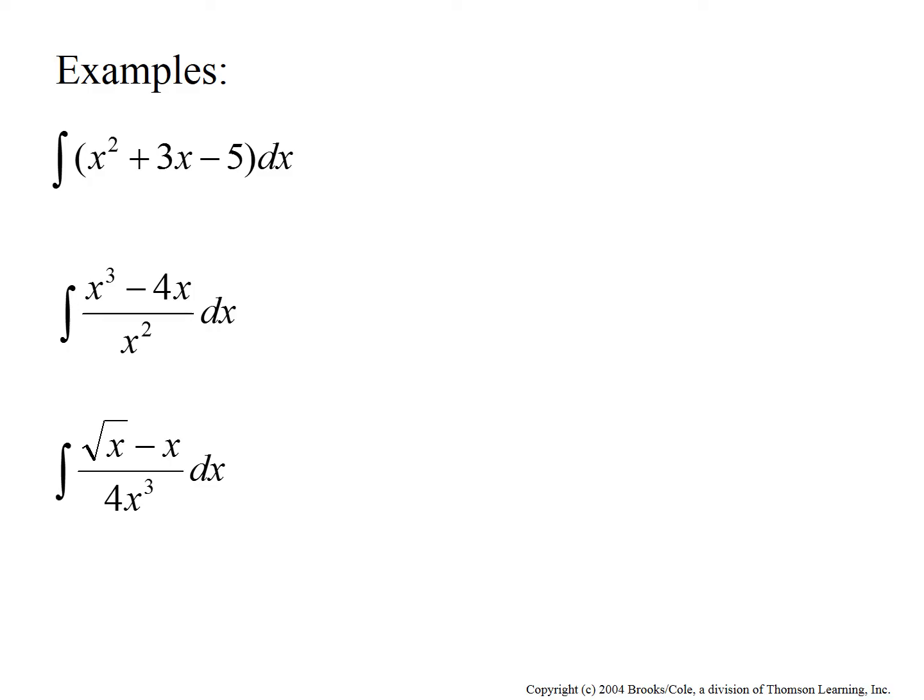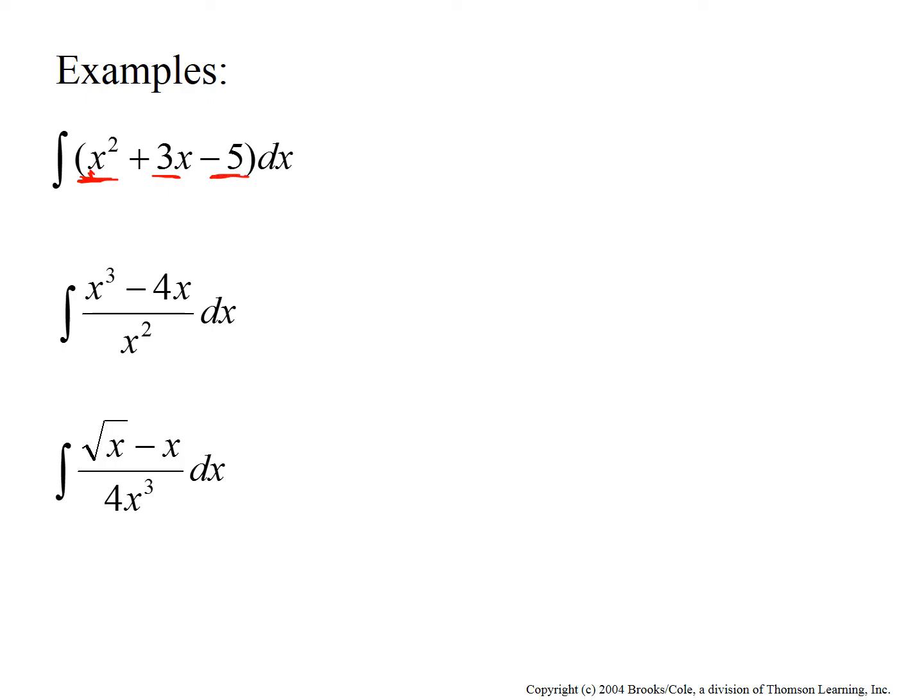Okay, so let's do some examples. In this first example, we're using the sum and difference rule. We're just going to take the integral of each term separately. So we have, this is one term, two terms. So we're going to take the integral of each of these terms.